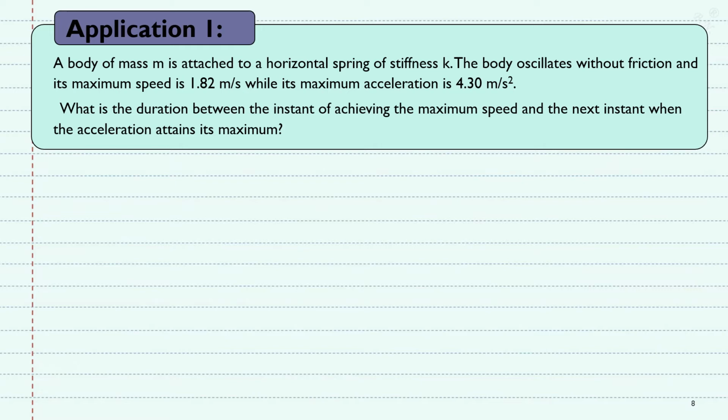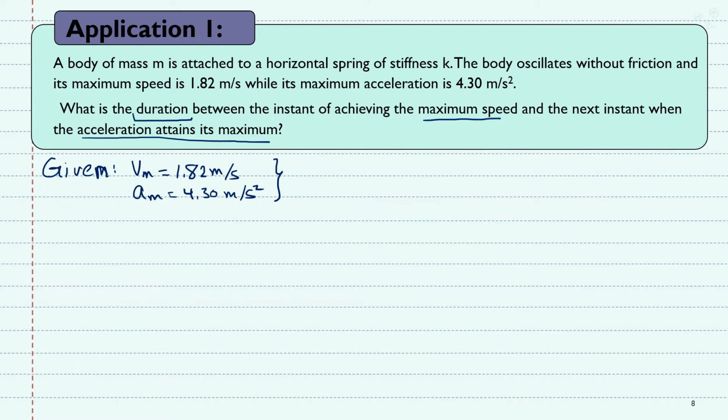Now, reading this question, we have different ideas we need to be acquainted with. First, we are given Vmax. Let me write the given data on the side here. So Vmax is given to be 1.82 meters per second. I forgot the 2, let me add it. A max is 4.30 meters per second squared. Now these two will help me a lot, but later on, once I determine what I need to find in the first place. The question asks about the duration between the instant of achieving maximum speed and maximum acceleration.